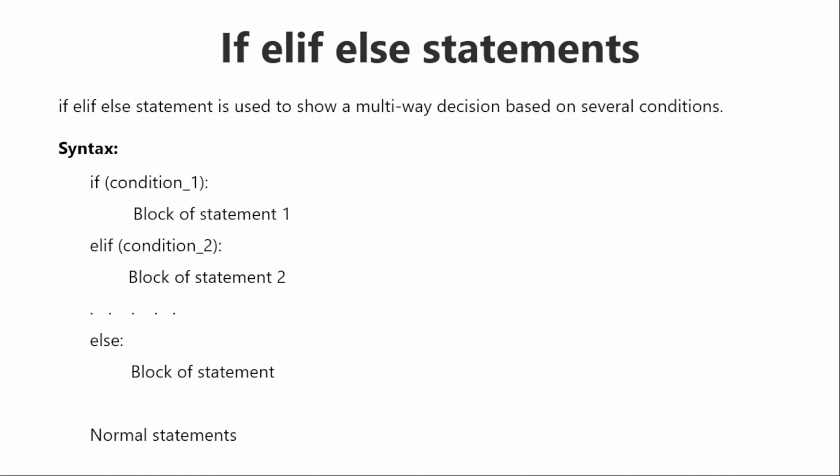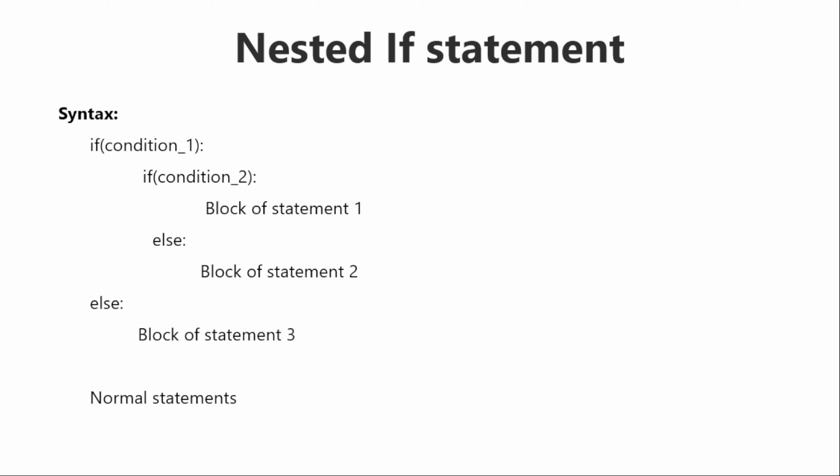So in order to evaluate multiple conditions, we will make use of the if elif else condition. Let's move to the fourth conditional statement, which is known as the nested if statement. The syntax for the nested if statement is: if condition 1 evaluates true, then it will check for an internal condition, one more condition, which is nested inside the if condition.